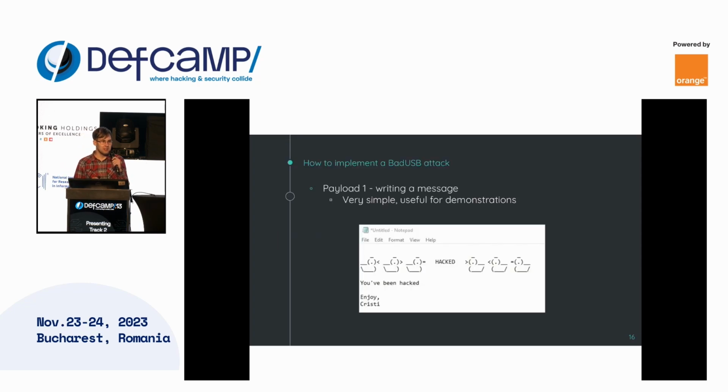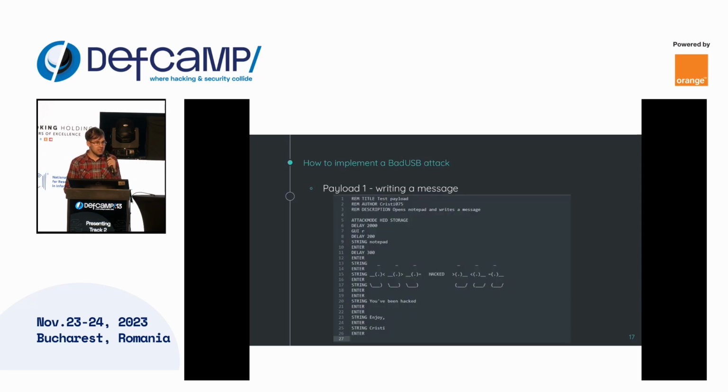The first one is a very simple payload that opens a notepad and types a message. I chose ASCII art because I think it looked cute. So this has limited usefulness. It's useful for a demo, or it might be useful for something like an awareness campaign. You do it in your company, you leave a tampered device somewhere. When someone plugs it in, this shows up. It's harmless. So yeah. The payload behind it was written in DuckyScript, which is kind of a spoiler for one of the devices that I will talk about.